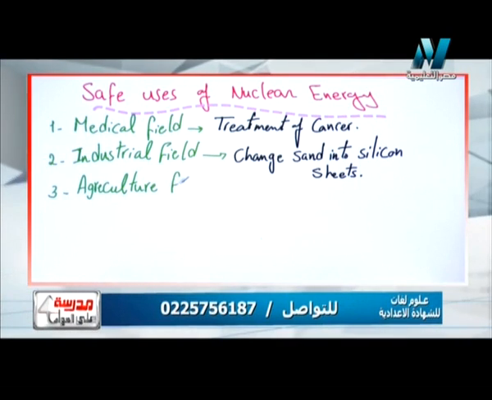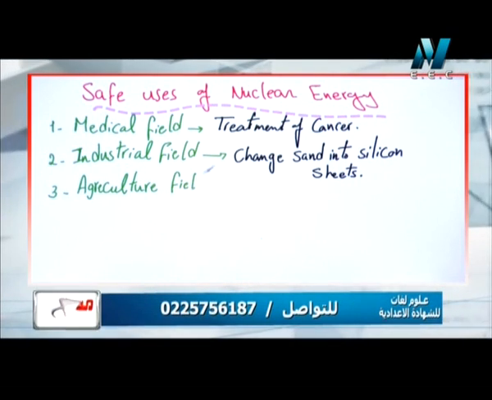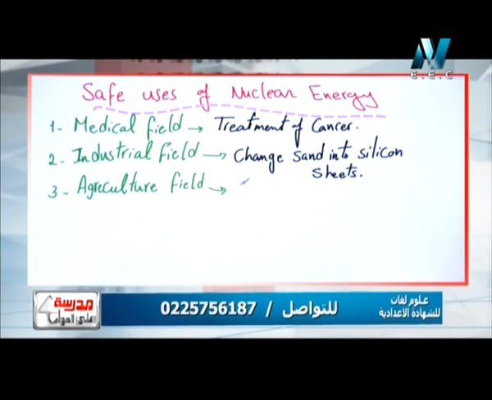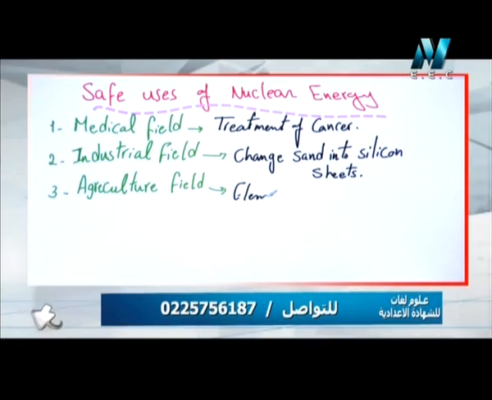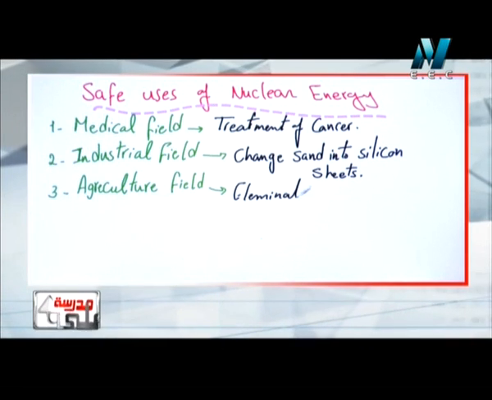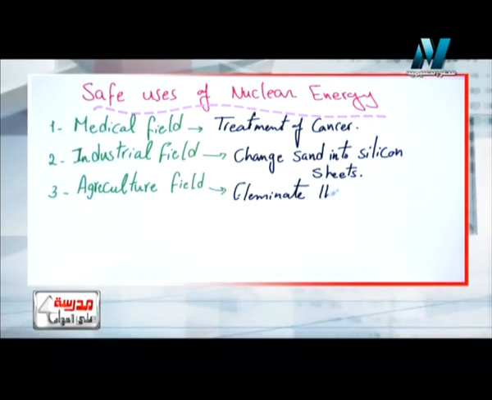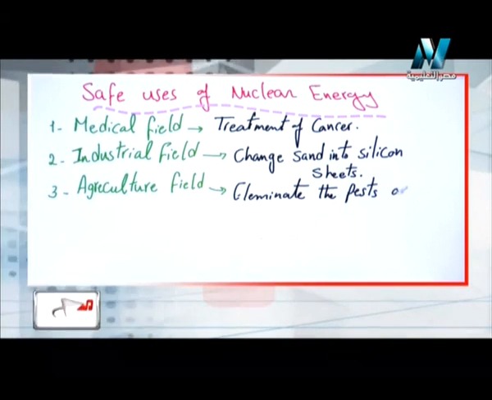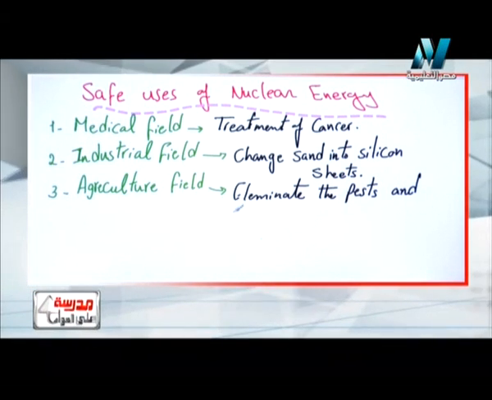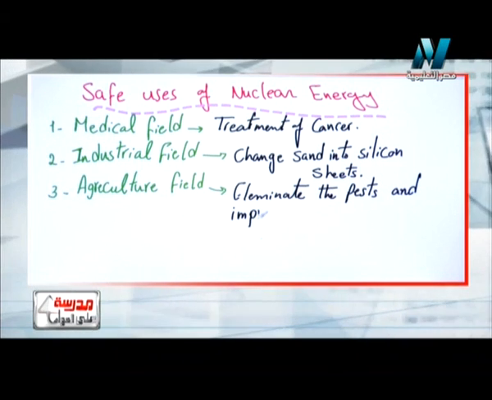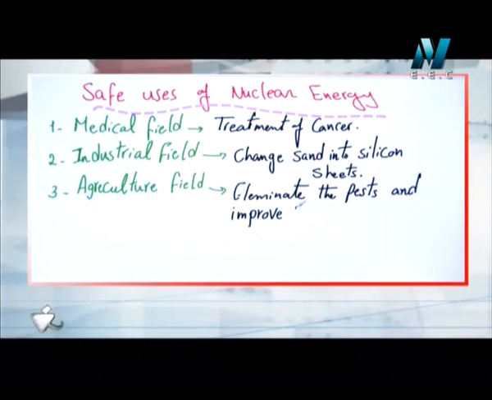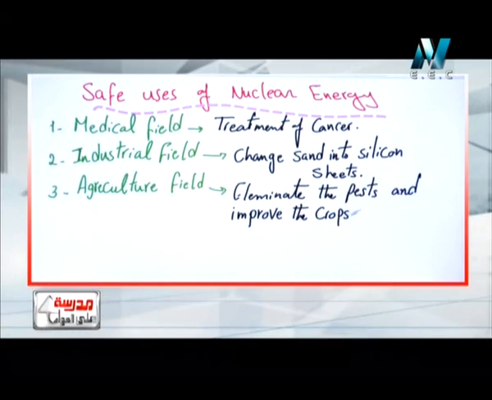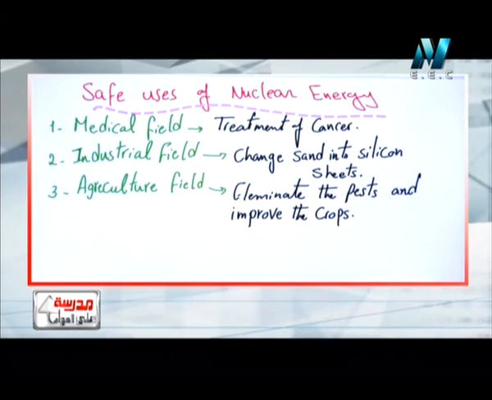Agriculture fields. Agriculture field, استخدام في الزراعة. To eliminate, which means نتخلص من, eliminate the pests and improve the crops. Improve the crops اللي هو تطوير المحاصيل طبعا.